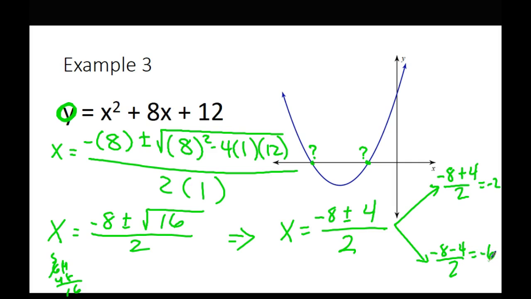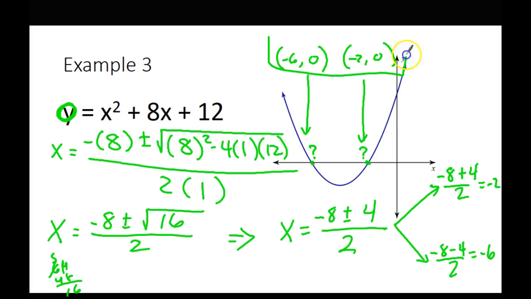So then what are these two points? This one would be -6, 0, and this one would be -2, 0. So basically, quadratic formula tells you where your parabola touches the x-axis. Okay?